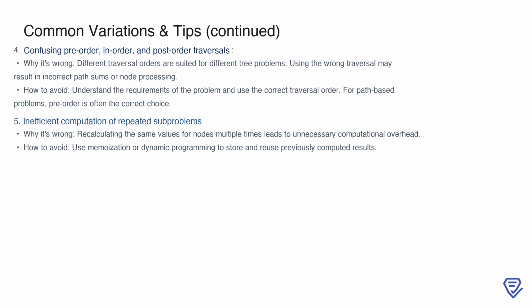Additionally, inefficiency can arise when the same subproblems are computed repeatedly. For example, recalculating values for overlapping nodes wastes time and resources. To avoid this, you can use techniques like memoization or dynamic programming to store and reuse previously computed results. These optimizations not only save time but also demonstrate a deeper understanding of efficient problem solving.